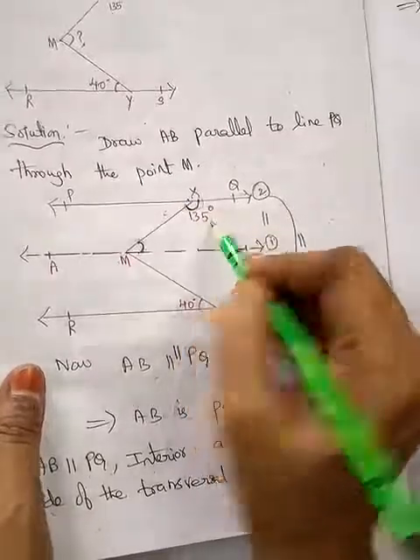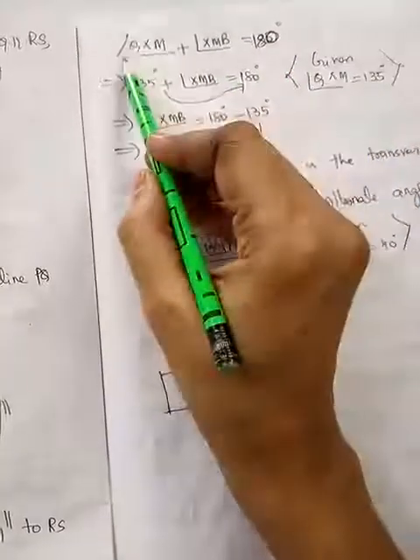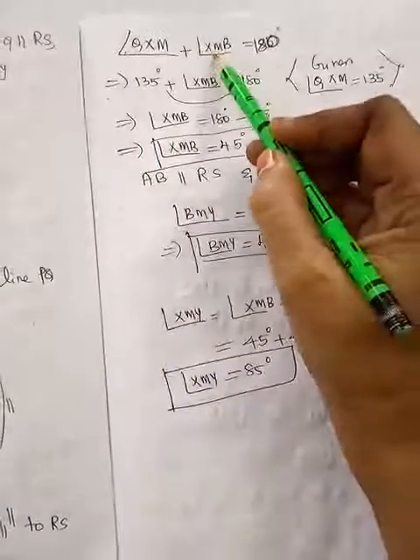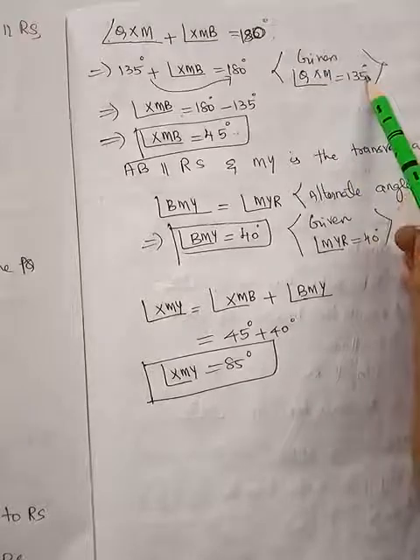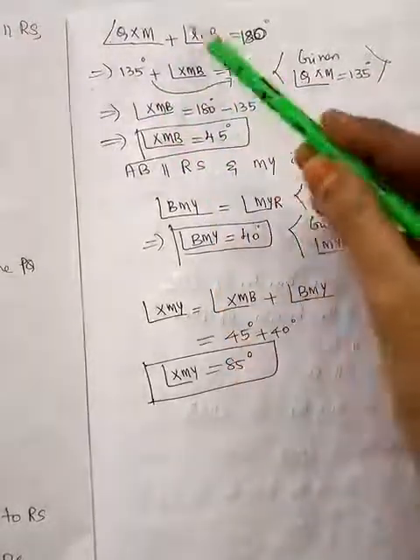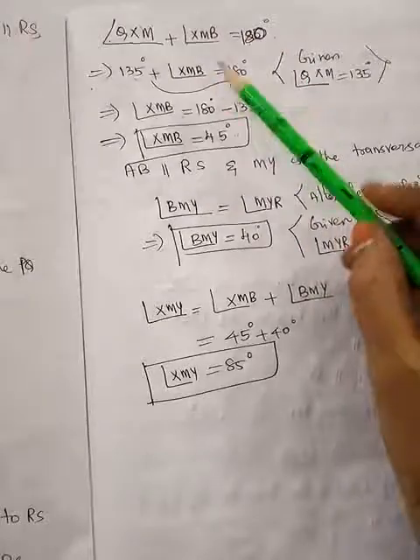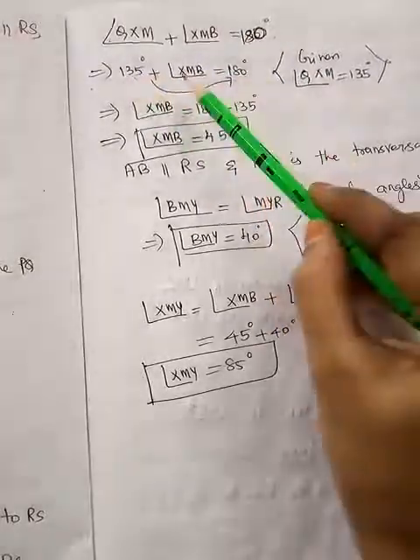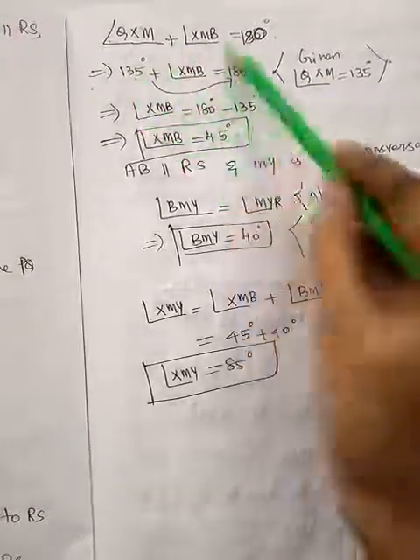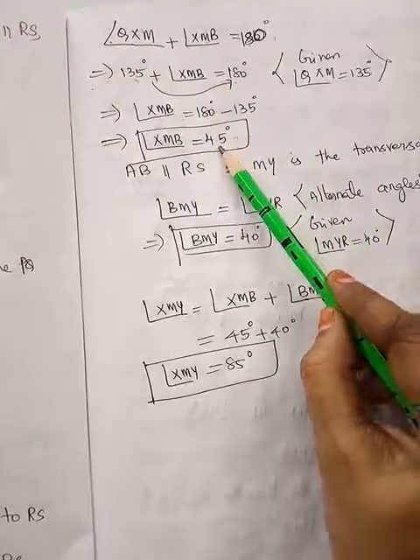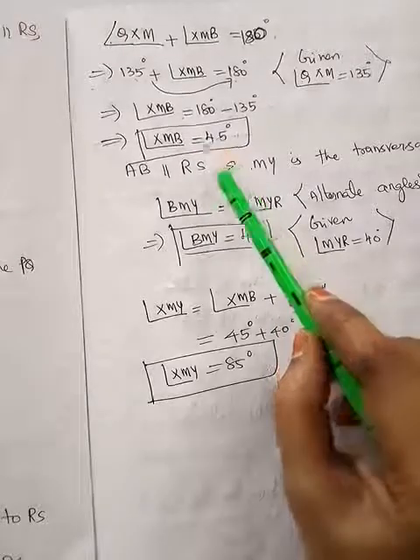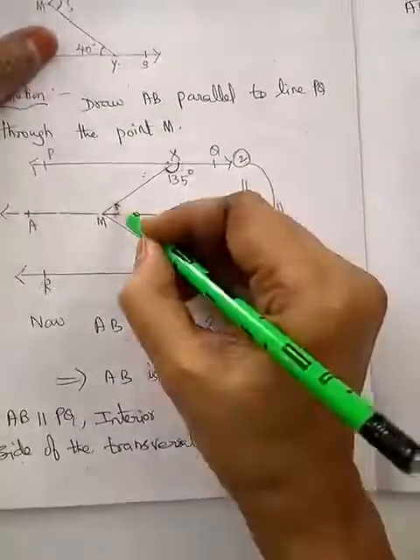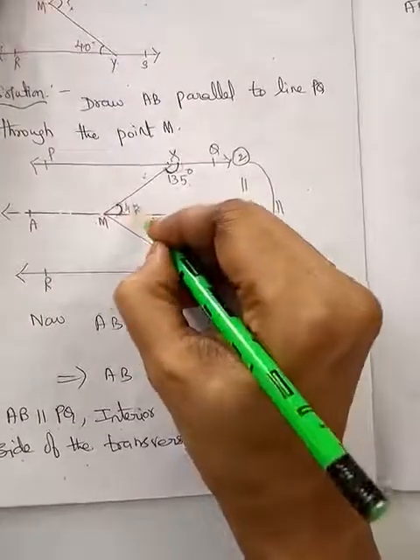Here I am substituting 135 degrees. Angle QXM plus angle XMB equals 180 degrees. Given angle QXM is 135 degrees, substitute it: 135 plus this angle is equal to 180. Take 135 to the other side. So angle XMB equals 180 degrees minus 135 degrees, that is 45 degrees. So angle XMB equals 45 degrees. So I got this angle as 45 degrees.